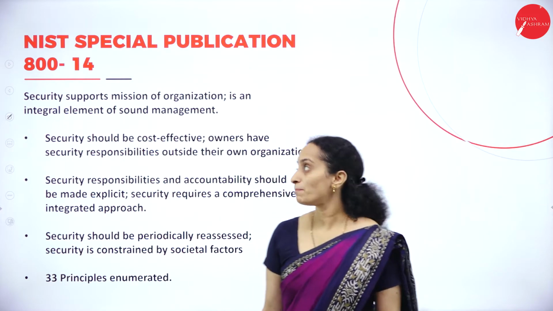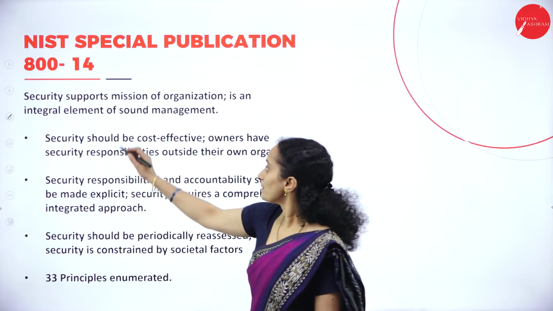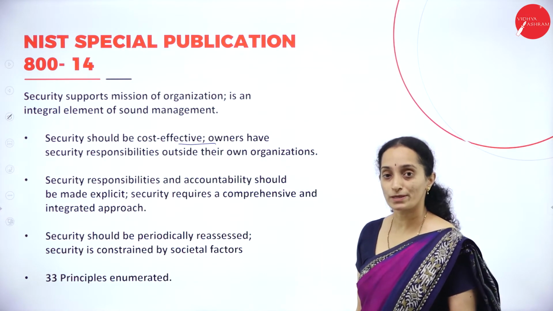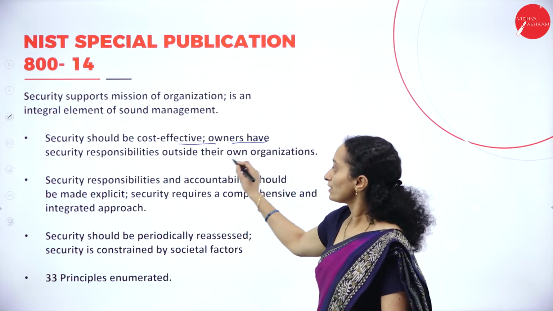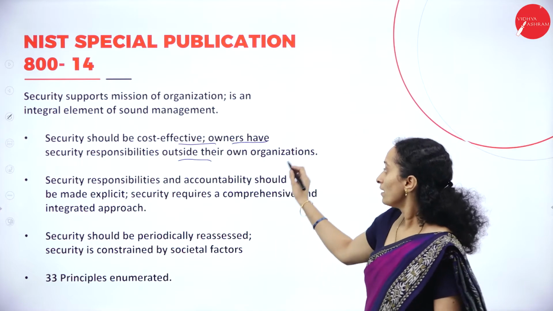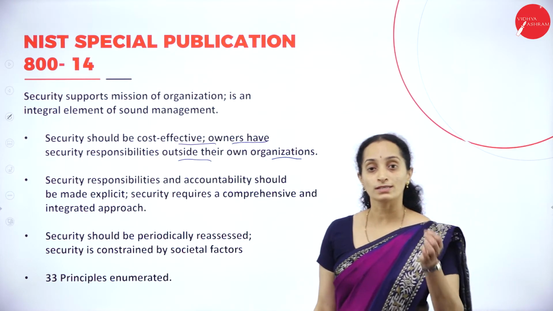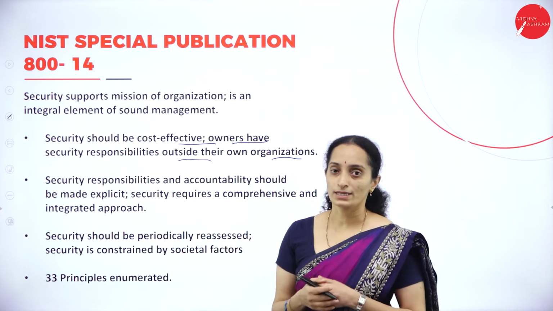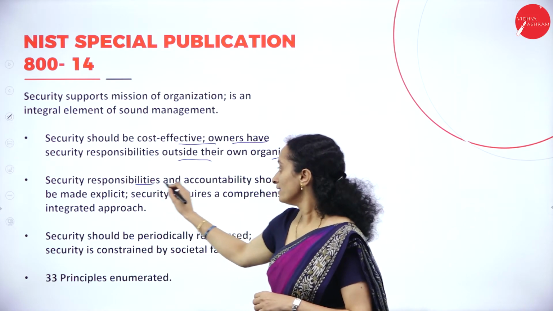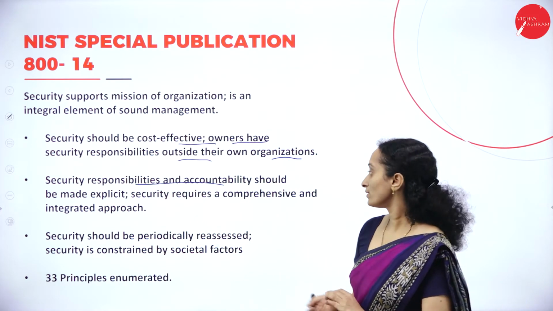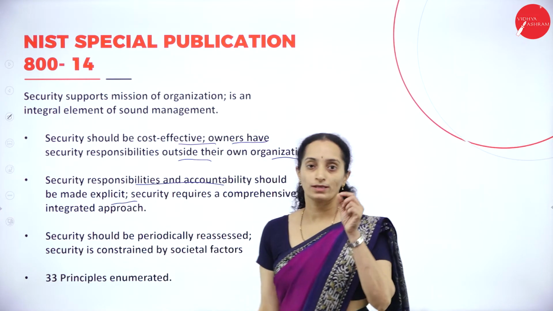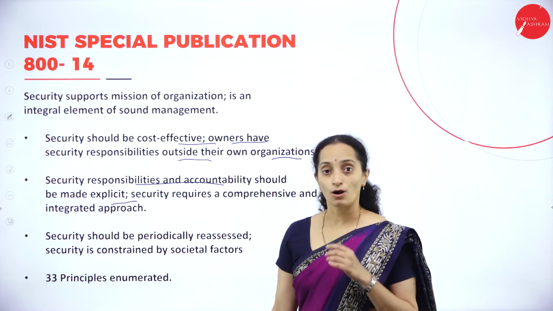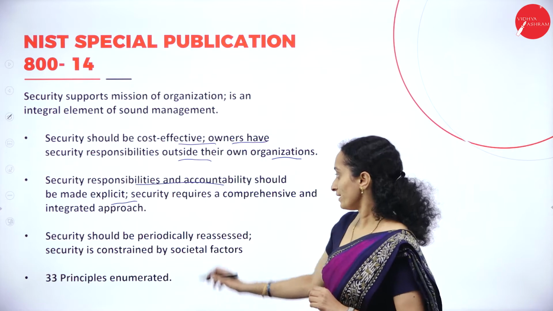Which has the special publication 800-14, which specifies that security should be cost effective. It must not have too much investment in security. Owners have security responsibility outside their own organizations. Owners of the organization must take the responsibility of data security outside the organization also. Security responsibilities and accountability should be made explicit to a single person. A single person must have all the responsibilities and accountabilities for security of the data.